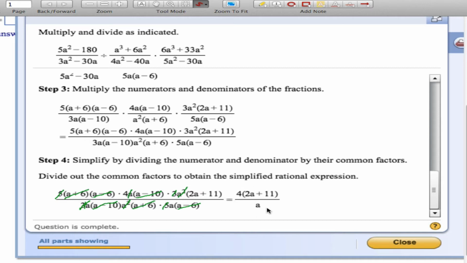Just the one thing I want to make really clear, because it's the most common mistake people make, is this a and this a cannot cancel out. And it's because you can only cancel over multiplication. Every single thing that I crossed out earlier was being multiplied by something else. It wasn't being added to something else. This a, yeah, it's being multiplied by 2, but then we're adding 11 to it, and that plus 11 prevents it from canceling out.